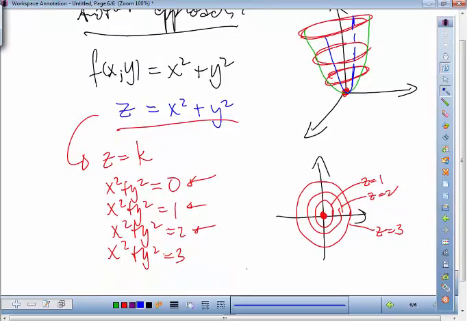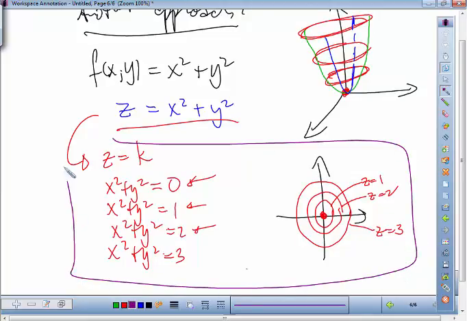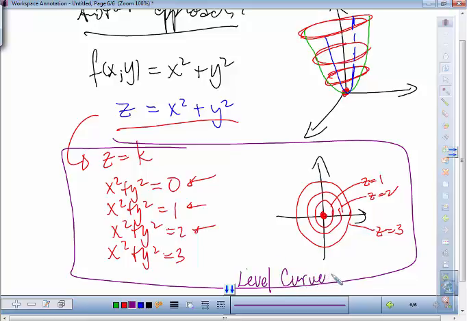So there is a special name for this set and this drawing. This is one of the ways that we try to picture something in 3 dimensions if it's hard to picture. These are called level curves, or sometimes level sets. And we're going to talk a lot about level sets in the future.